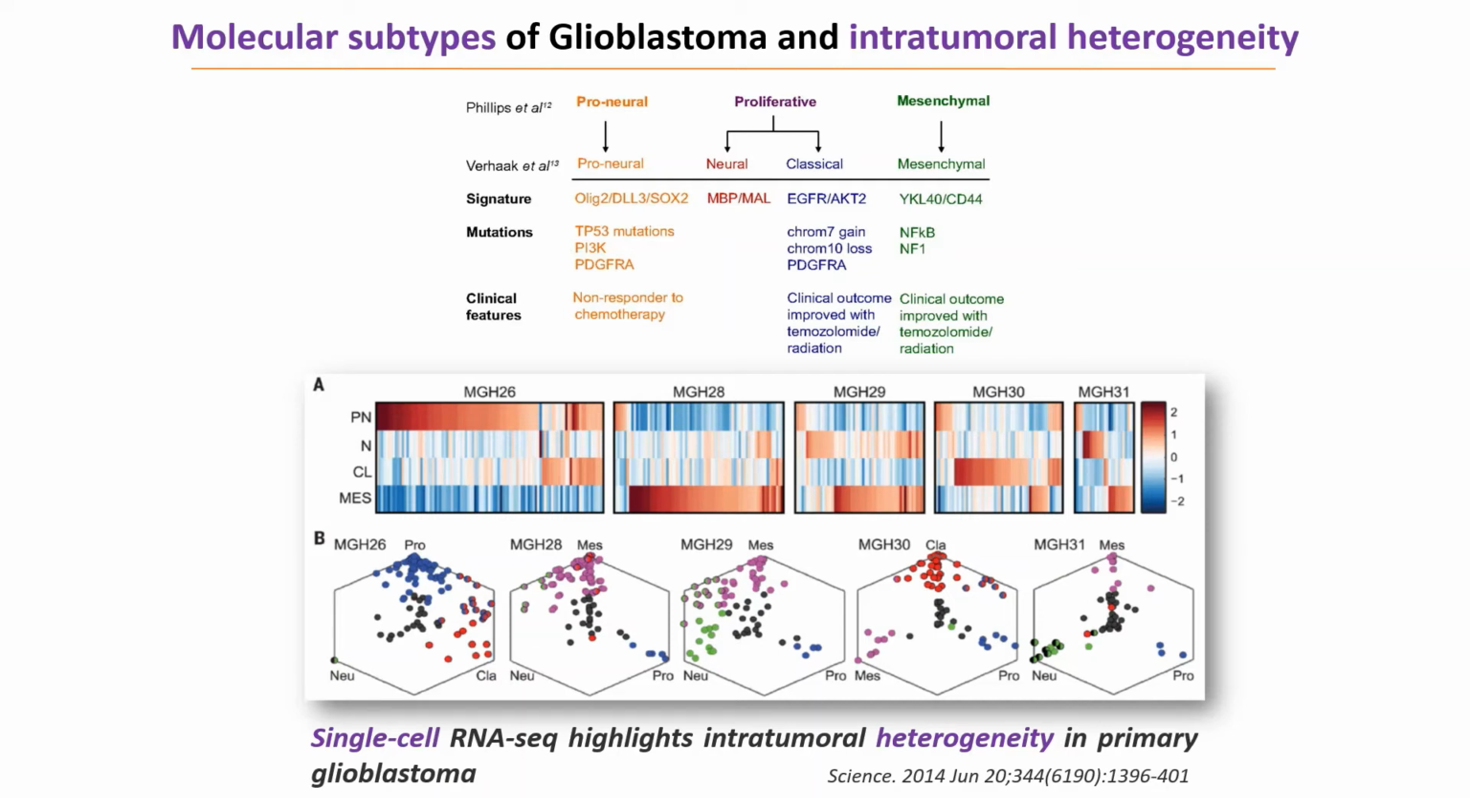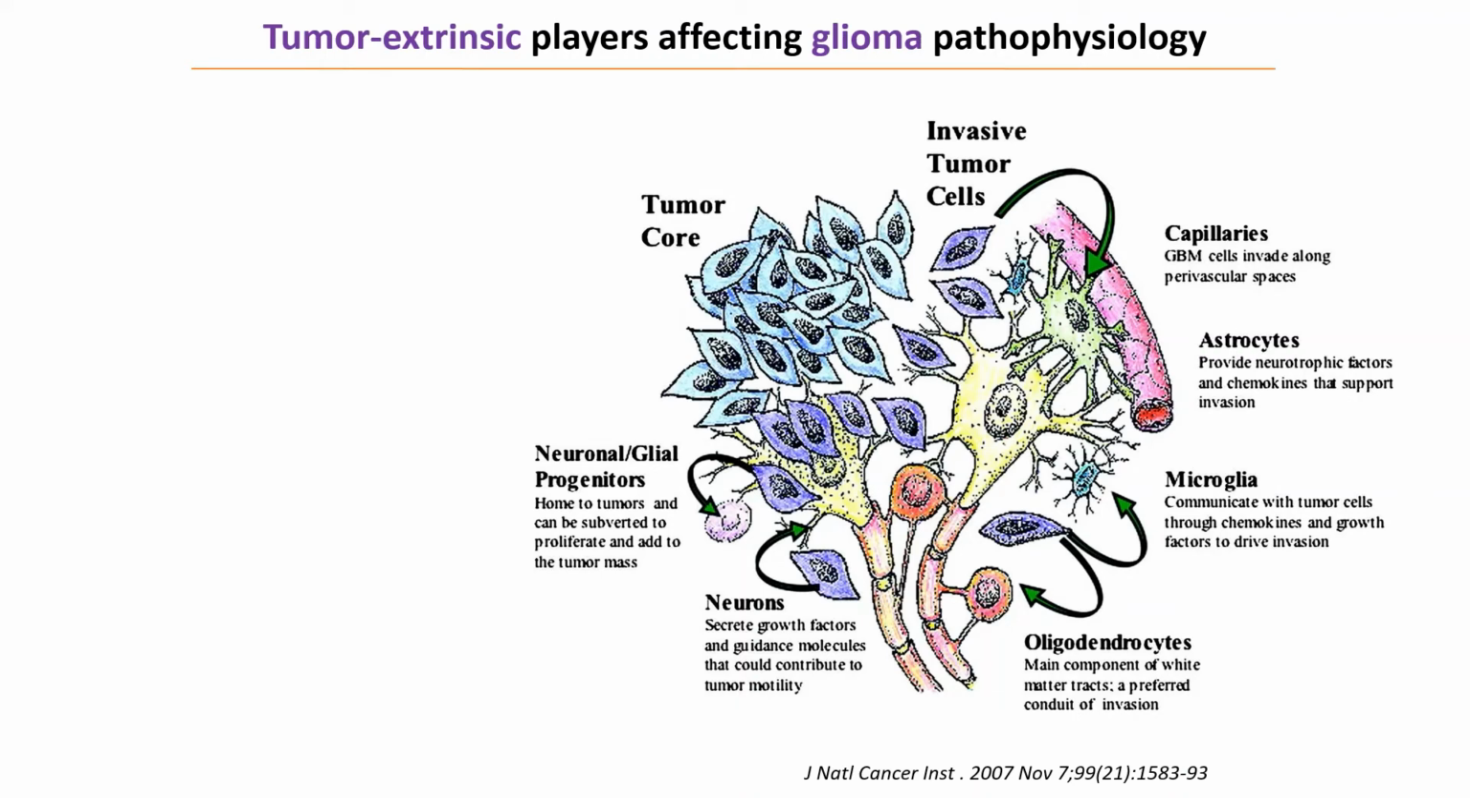To make things even more complex, we also have tumor extrinsic cellular players that affect glioma pathophysiology. So, in the tumor microenvironment, in addition to the cancer cells per se, we also have a variety of normal cells. This can include, in the context of brain tumors, neurons, oligodendrocytes, astrocytes, microglia, endothelial cells, immune cells, among others. Overall, a variety of cell-cell interactions, either direct or mediated by paracrine signaling loops, can be combined and favor a variety of hallmarks of cancer, including increased tumor growth, invasiveness, and resistance to therapy.